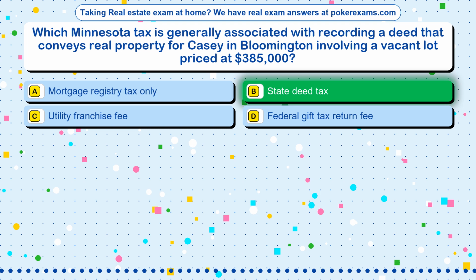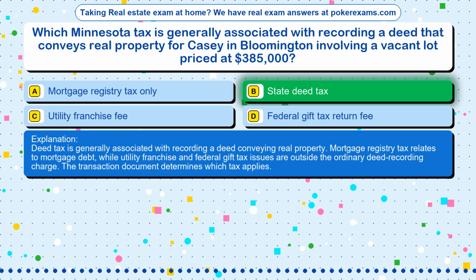The correct answer is option B, state deed tax. Deed tax is generally associated with recording a deed conveying real property. Mortgage registry tax relates to mortgage debt, while utility franchise and federal gift tax issues are outside the ordinary deed recording charge. The transaction document determines which tax applies.